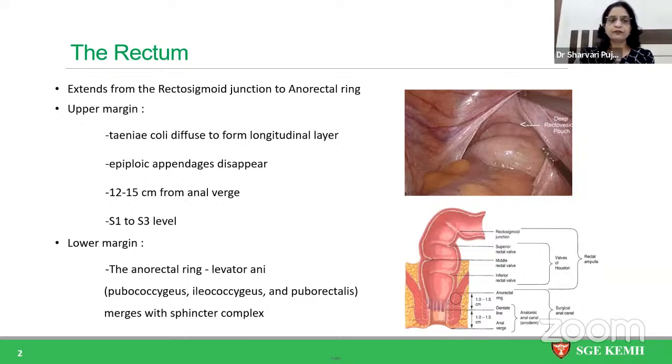It extends to the lower margin of the anorectal ring, which is where the levator ani, all the muscles which form the levator ani, that is the pubococcygeus, iliococcygeus, and puborectalis, merge to form the sphincter complex of the anal canal. That is the lowermost extent of the rectum.